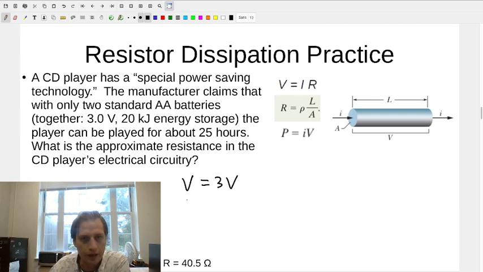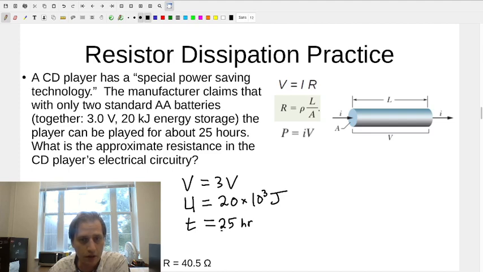Okay, so there I'm going to have my U, essentially, the amount of stored potential energy is going to be 20 times 10 to the 3rd joules. And the player can be played for about 25 hours. So there's my T. And my good units on T are seconds. So 25 hours, I can always go ahead and transform that into seconds. So 1 hour is going to be 60 minutes times 60 seconds, so 60 squared seconds.